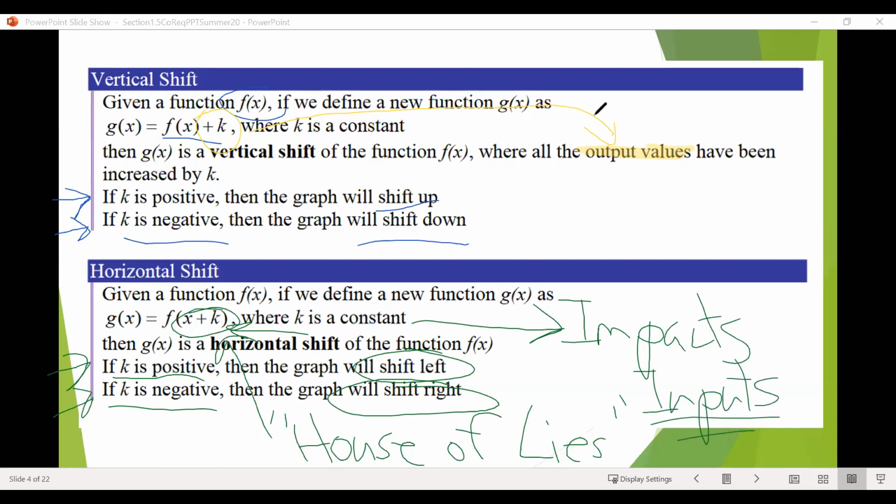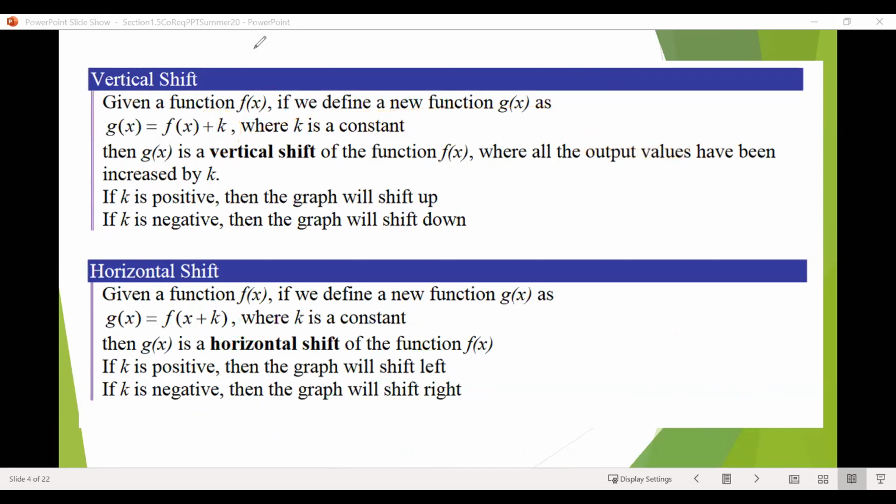Okay, so we saw with the outside up above, when you had stuff being added or subtracted on the outside, it impacted the outputs. When you do it on the inside, it impacts your inputs. Okay? All right, and this is maybe something you want to go back in the video and review, because I know there's a lot going on here.